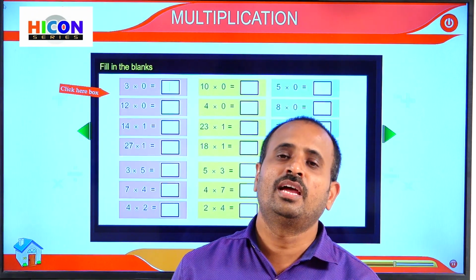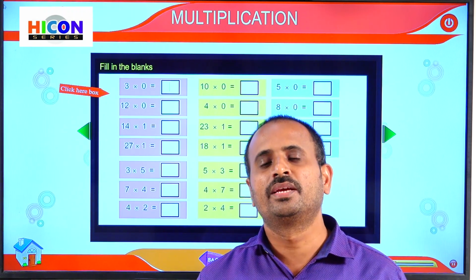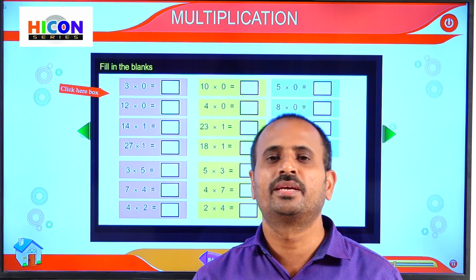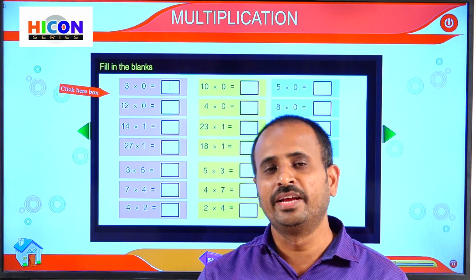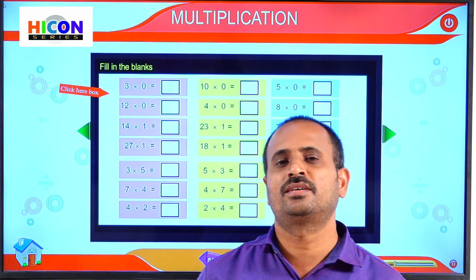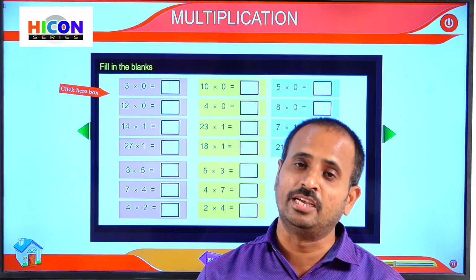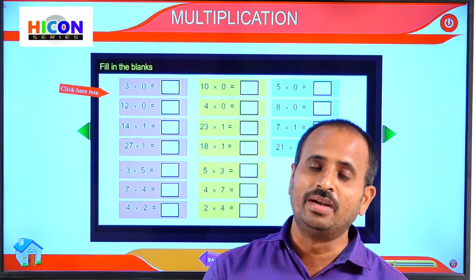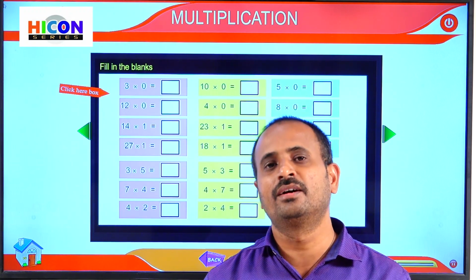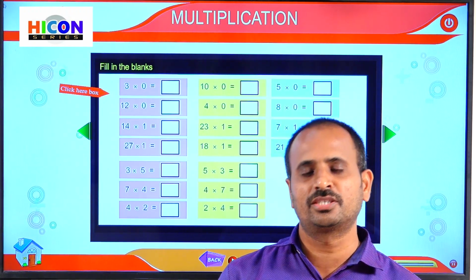Up to now, we have discussed the multiplication facts. So what are the multiplication facts? There are three multiplication facts. That is, if any number is multiplied with 0, we will always get 0 as the answer. And if any number is multiplied by 1, we will get the same number as the answer. And if you multiply any two numbers in any order, we will get the same answer. So these are the three multiplication facts.